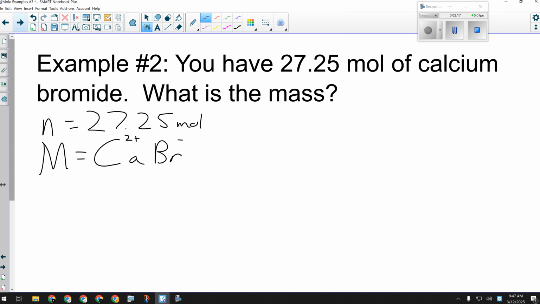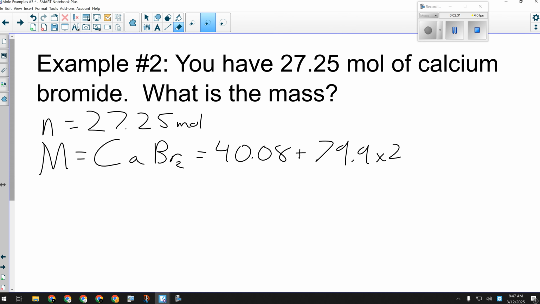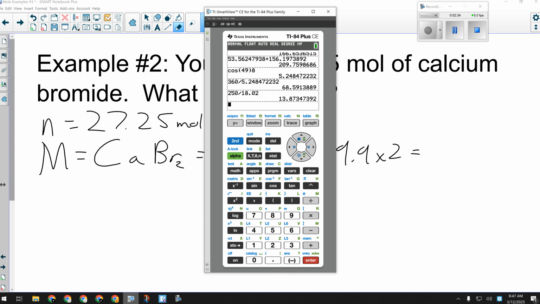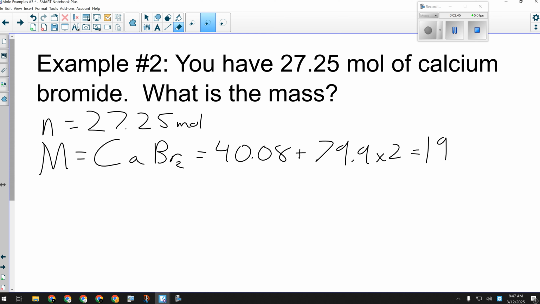So 2 plus, 1 minus, so CaBr2, whoops. Okay, and then so that's going to be 40.08 plus 79.9 times 2. Okay, so 199.88 grams per mole. Okay, I've got n and I've got big M. And they want to know what is the mass.